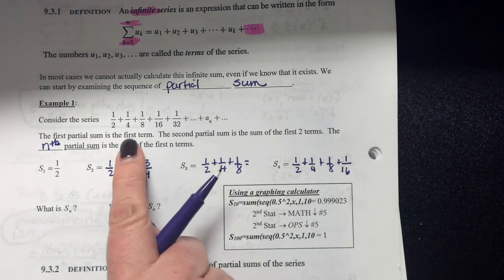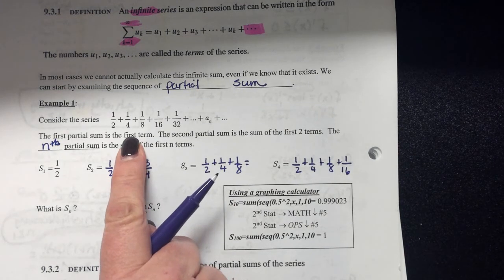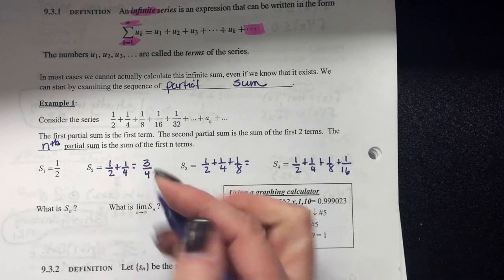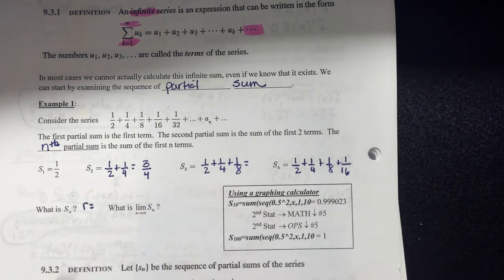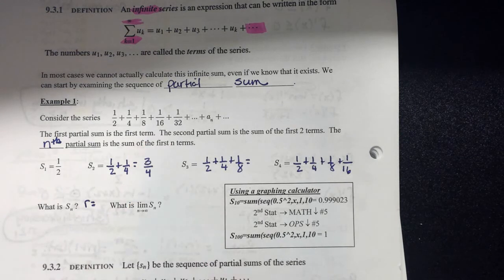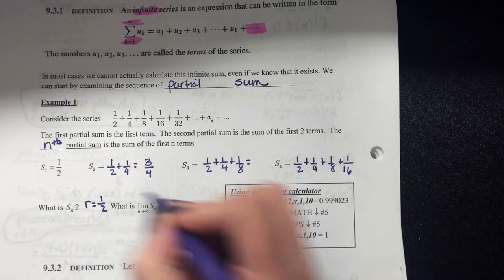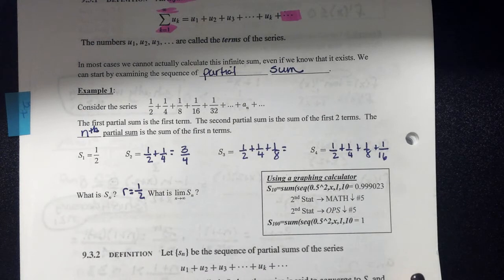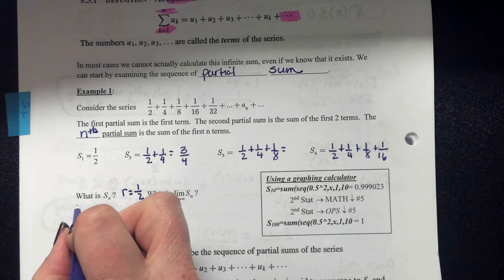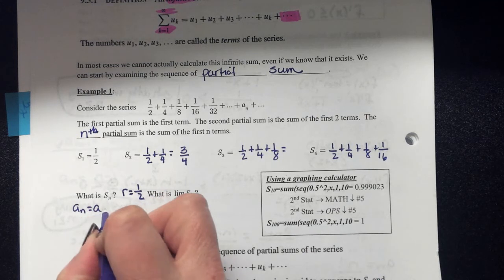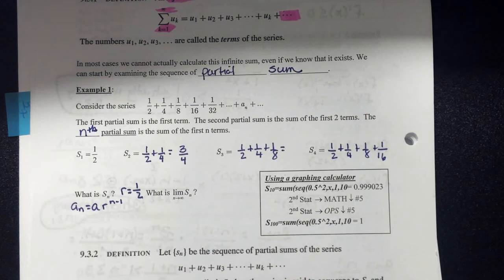What type of series is this? Is this a geometric series? Yes, it is. Because what is the common ratio? The common ratio in this particular series is 1/2. So remember the formula that you learned back in your pre-calc days? To write the explicit formula for a geometric series, a sub n was equal to a times r raised to the n minus 1 power.